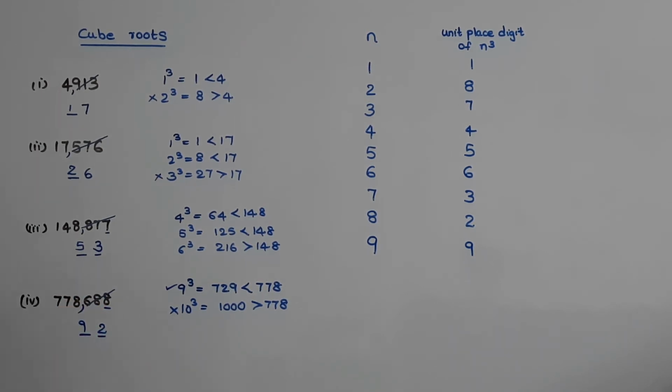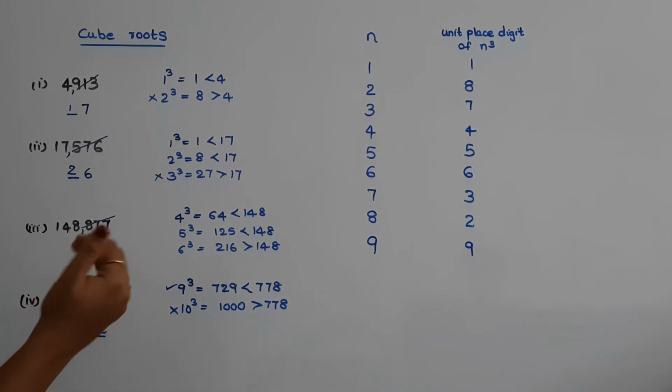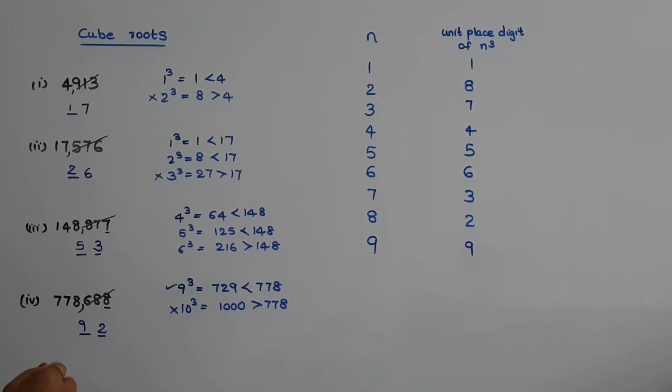So in this method we can find out the cube root of any number just by one step. This will be helpful for you to solve some problems in simple interest and compound interest. Now let us go to the next problem of simple interest and compound interest.